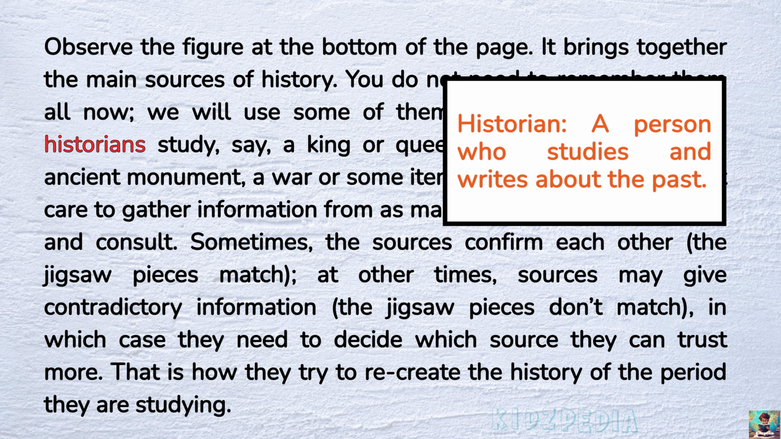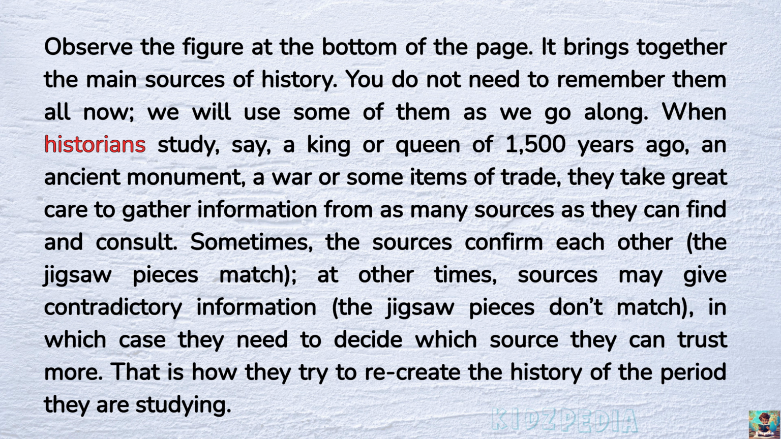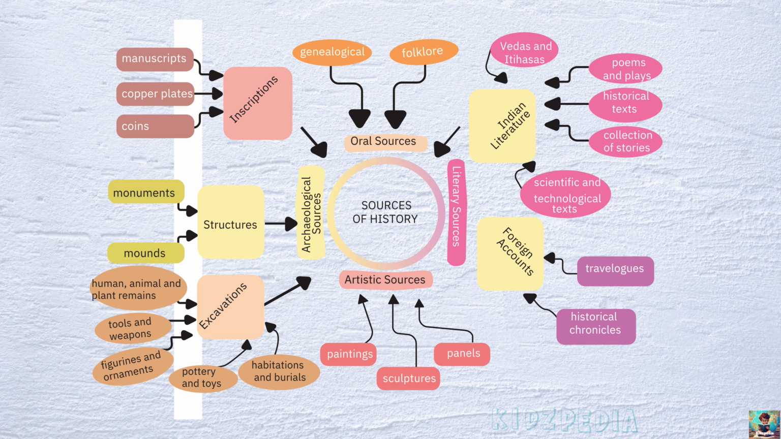So, who is a historian? A person who studies and writes about the past. Historians learn about history by using many different sources like old monuments, stories, or objects. When studying something from long ago like a king or a war, they carefully look for as many sources as possible. Sometimes the information from these sources agrees and fits together like puzzle pieces. Other times the information doesn't match. So historians have to decide which source is more reliable. This helps them build the most accurate picture of the history.